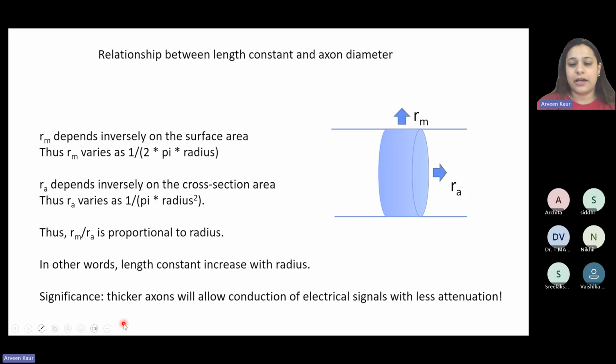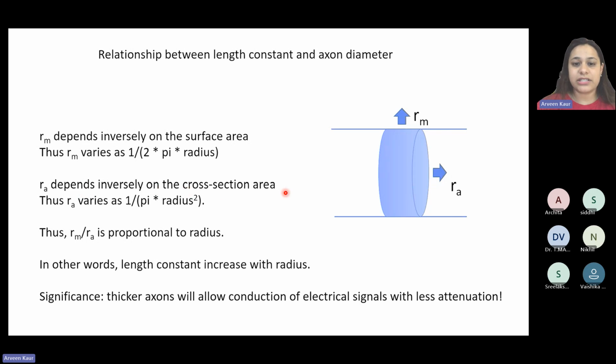So let us look at the relationship between the length constant and the axon diameter. This is probably going to be the final slide, if not the second last. So Rm will depend inversely on the surface area, right? If there is more surface area, then there will be less resistance, so it will vary as 1 by 2 pi r, right?